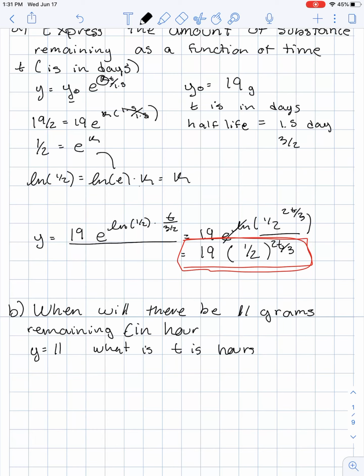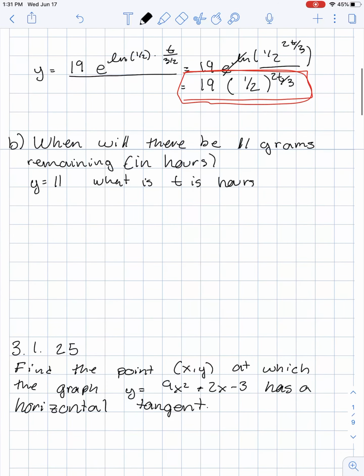I forgot to write that in the questions, but that was given. So we're going to find t in days, and then I need to multiply by 24 to get hours. So 11 equals 19 times 1/2 to the 2t over 3. So I'm going to divide, and I get 11/19 equals 1/2 to the 2t thirds. And I need to find what t is.